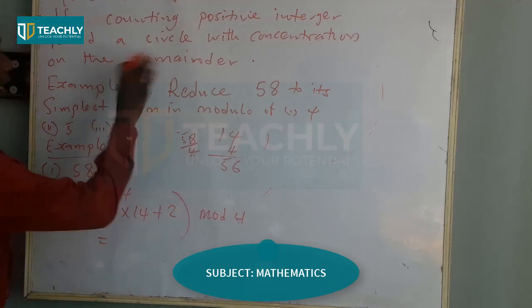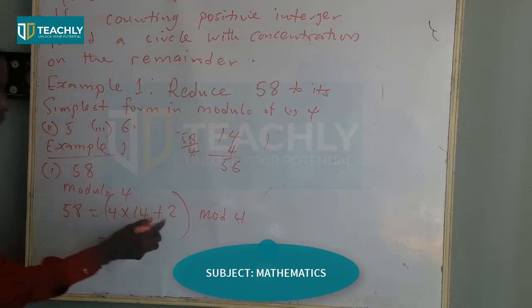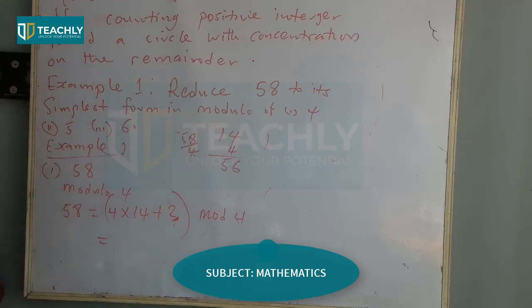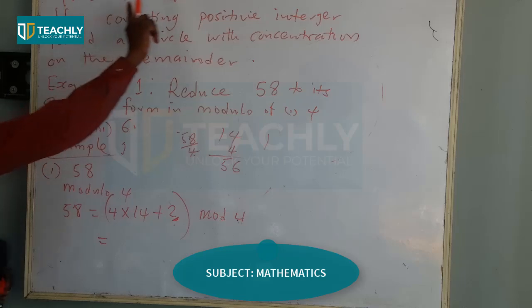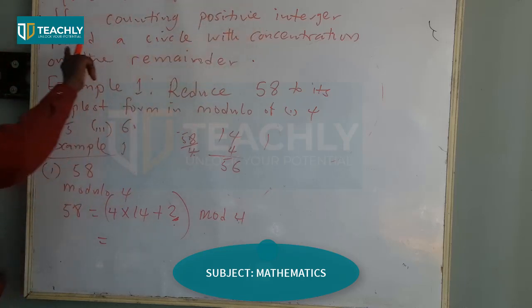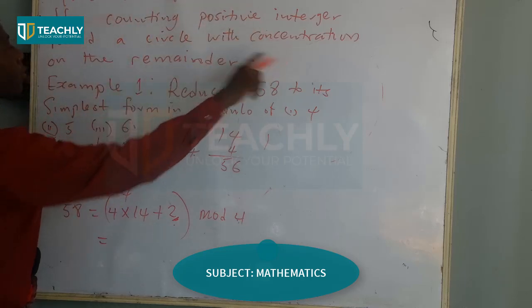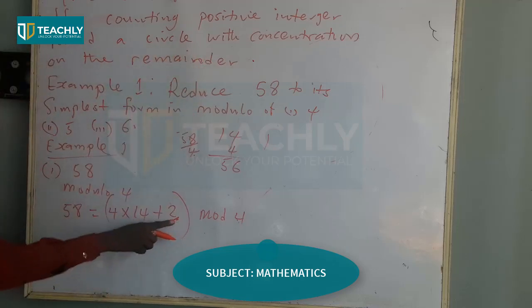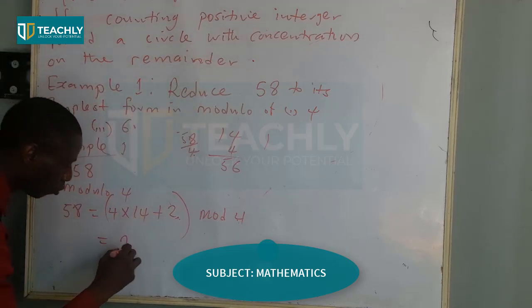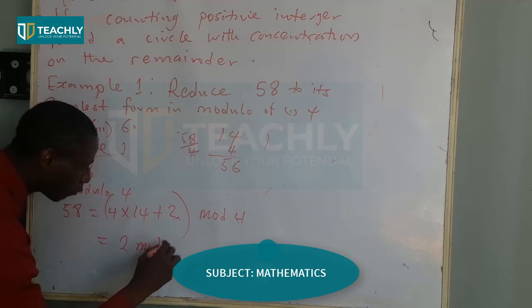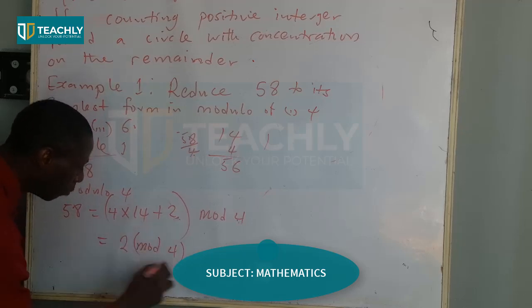So under counting in modulo, what are we going to give? Remainder. That's what we want to say. Counting in a positive integer, round a circle, we concentrate on the remainder. So our remainder here is 2. So our final answer will be 2 modulo 4. Our answer is 2 modulo 4.